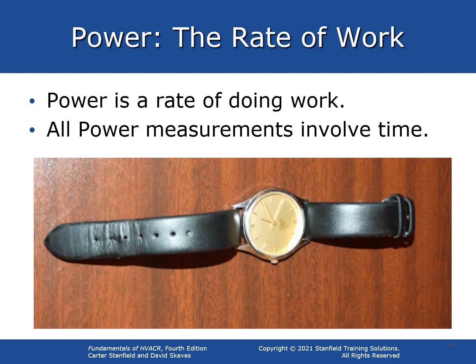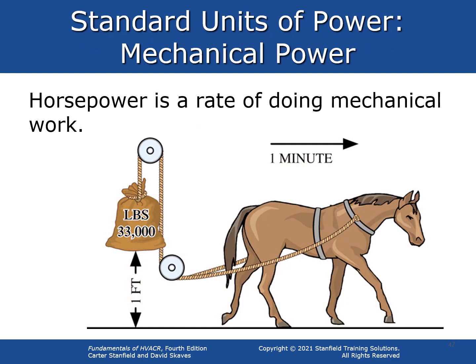Power is a rate of doing work. Power measures the amount of work accomplished over a period of time. All power measurements involve time. Horsepower is a rate of doing mechanical work. 1 horsepower is defined as producing 33,000 foot-pounds of mechanical work in 1 minute.